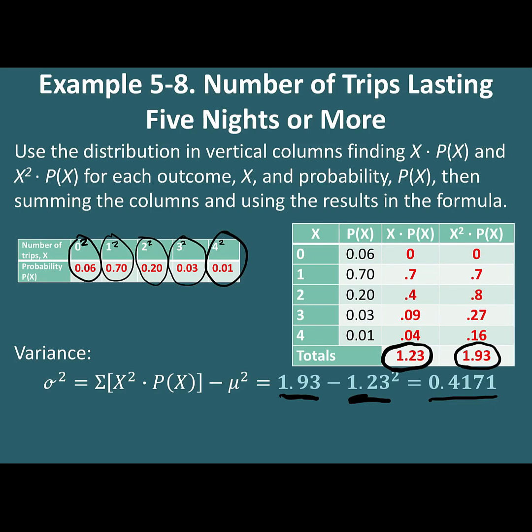Here, I invite you to pause the video, type this calculation into your calculator, and make sure that you get the same value as I have. Then, of course, standard deviation, take the square root, which gives us 0.6458.